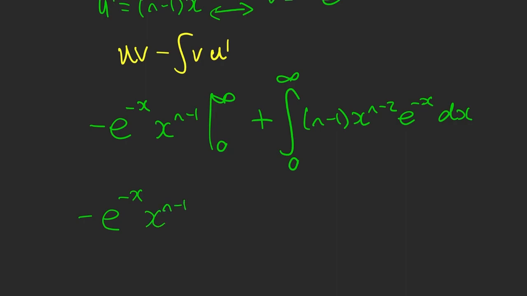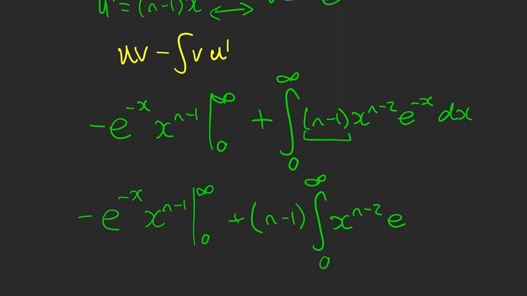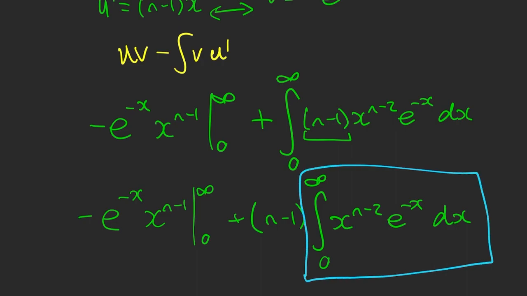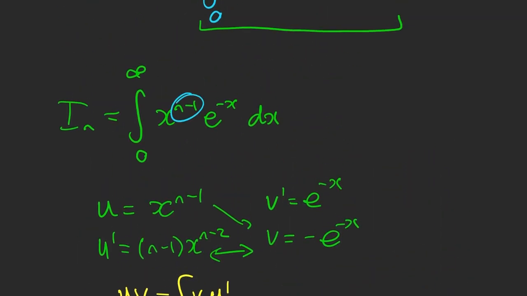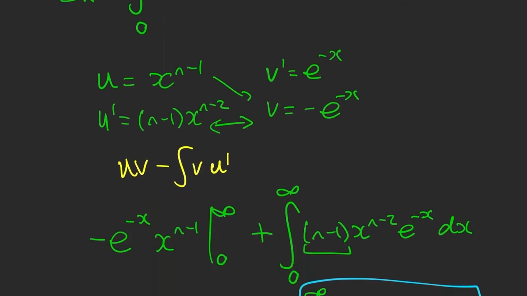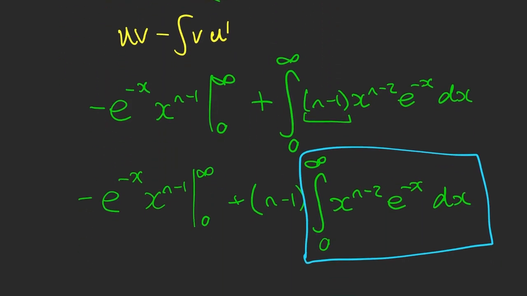We've called it I of n. So if I just rewrite this, we can bring this n minus 1 to the front, because that is, of course, just a constant. So we've got plus n minus 1 times the integral from 0 to infinity of x to the n minus 2 e to the negative x dx. Well, we have got right here an integral that is very, very close to the integral we started with. The only difference is the power of the x here. It went from an n minus 1 to an n minus 2.